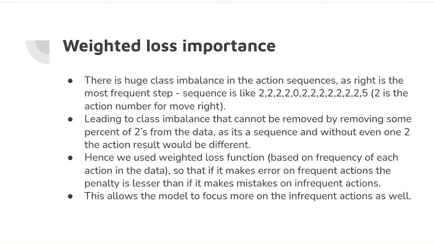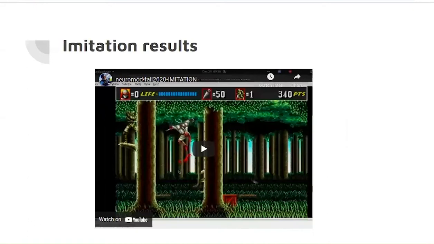Hence, we use a weighted loss function where the weight is based on the frequency of each action in the data. So while training, if it makes error on frequent actions, the penalty is lesser than if it makes mistake on infrequent actions. This allows the model to focus more on the infrequent actions as well. Let's look at how it imitates our subject's gameplay.